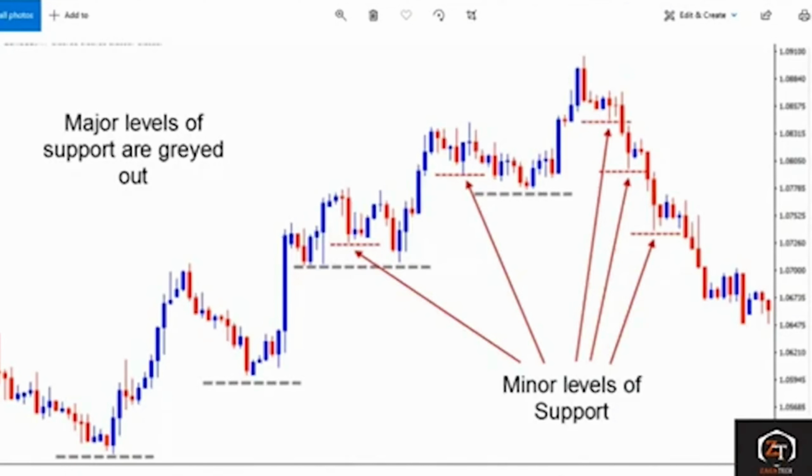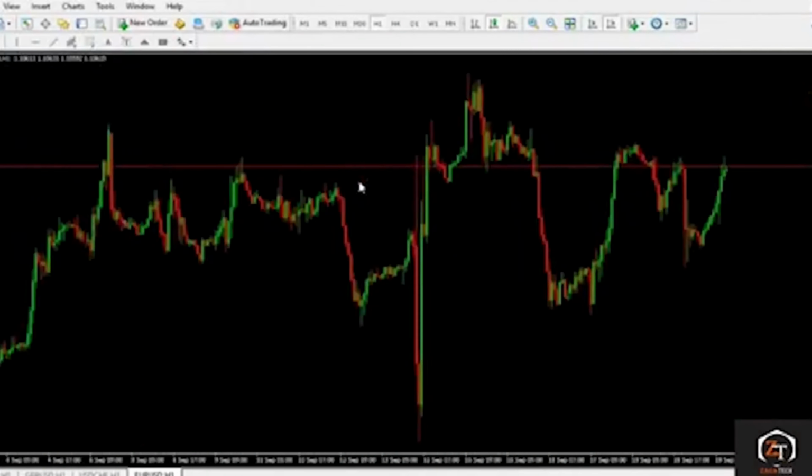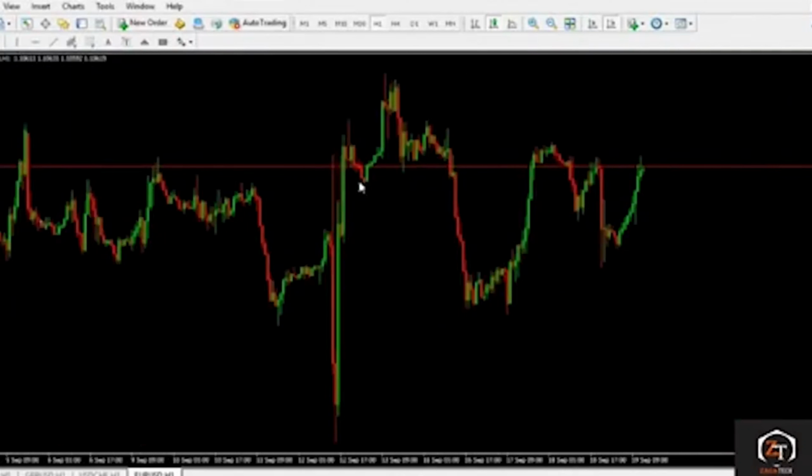Now we have to take a look at this on an actual chart. Since I've explained this with a picture, let's switch into a chart. Let me close this off. Now this is a naked chart, guys. This is a naked chart.